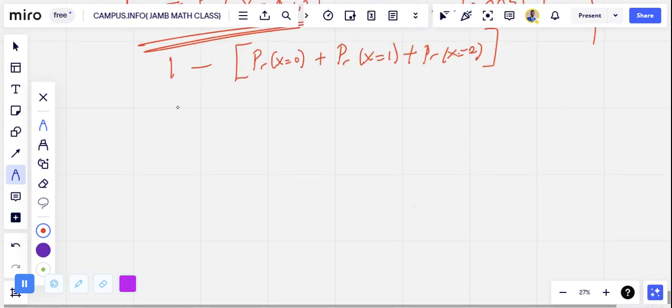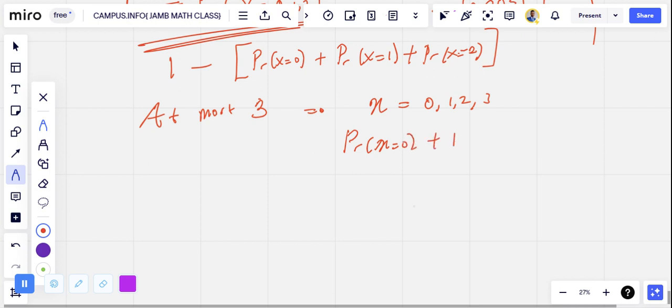And I also explained at most, this is what I was trying to explain before. For at most three, that means I want to consider x starting from 0, 1, 2, 3, that is 0 to 3. Instead of calculating the probability for when x is equal to 0, plus the probability of when x is equal to 1, same thing for 2, same thing for 3, which really takes your time, just go ahead and take the summation of x starting from 0 and ending at 3.